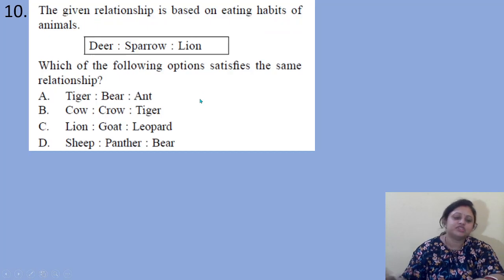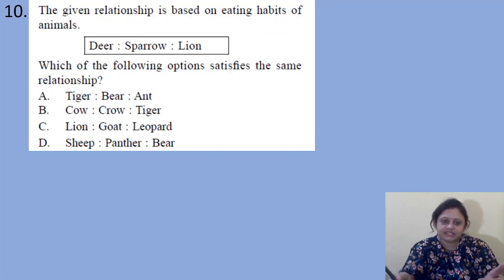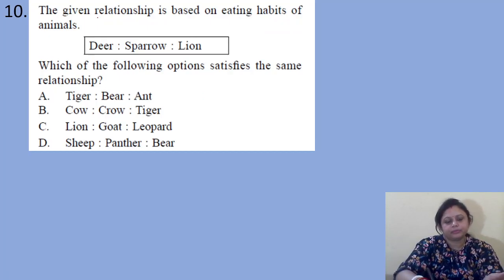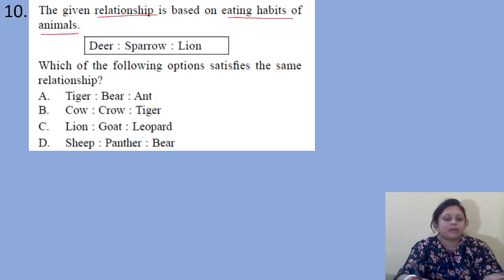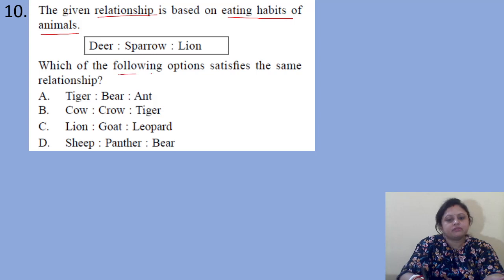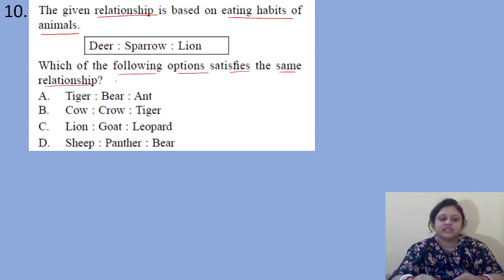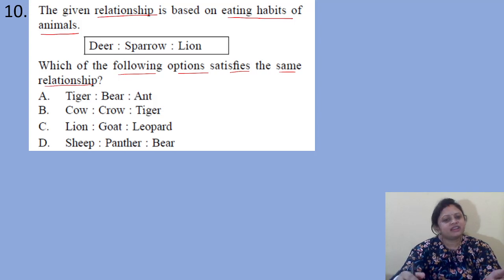Coming to the next question, the given relationship is based on eating habits of animals. Deer, sparrow, lion. Which of the following options satisfy the same relationship? Options are A. tiger, bear, ant. B. cow, crow, tiger. C. lion, goat, leopard. D. sheep, panther, bear. So, the given relationship is based on eating habits of the animals.